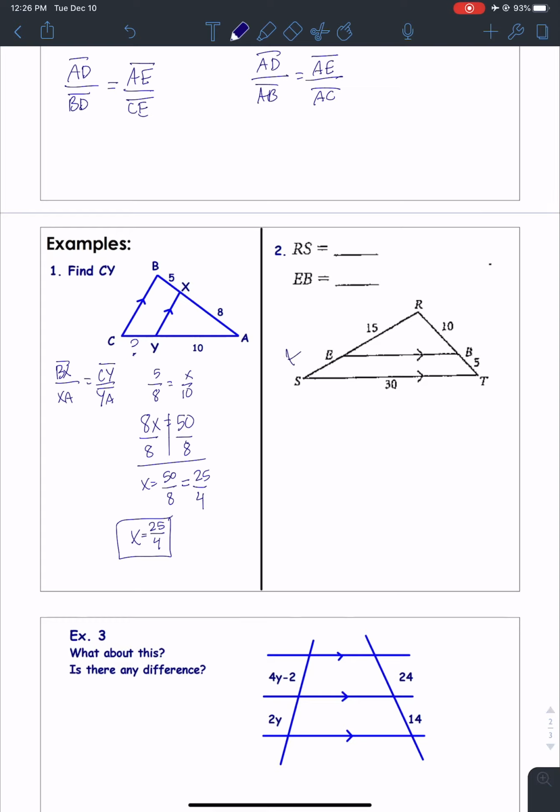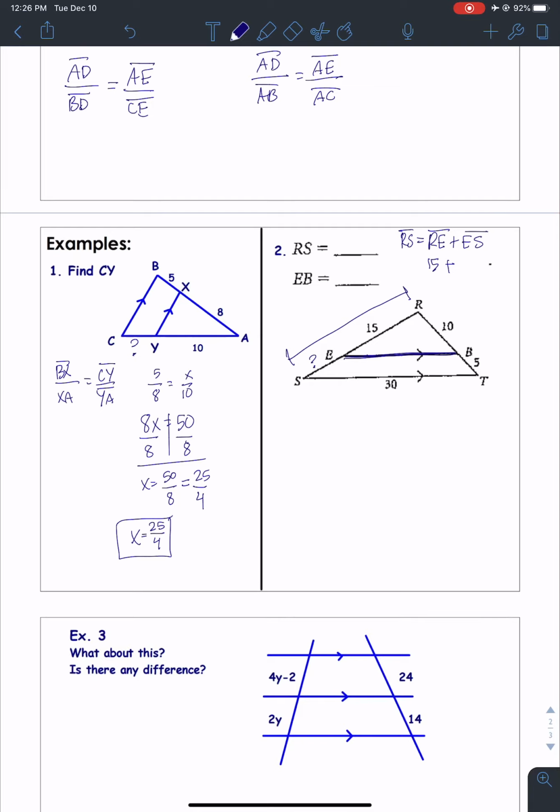We're looking for RS, this total length here, and then EB, which is this bottom portion right here of that smaller triangle. So first, I'm going to find the length of ES and then add it to RE to get the total of RS, because I know that RS is made up of RE plus ES. So I know that RE is 15, so I need to find out what ES is so I can get the total. So I'm going to make that proportion using my length RB and BT.